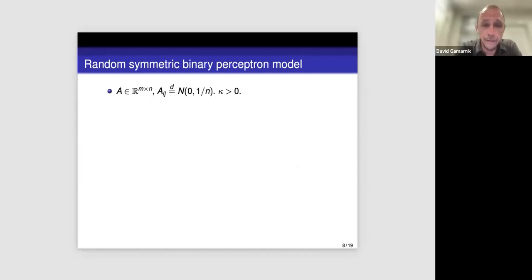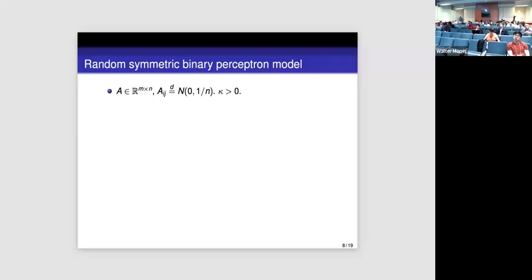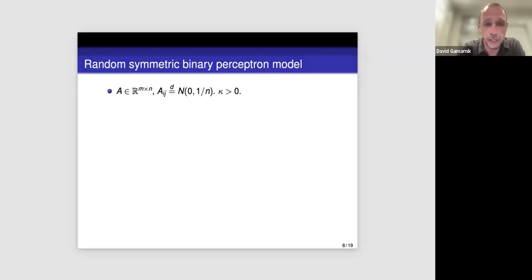So we have m data points. Think of those as rows in the matrix A. So A is the m by n matrix. The m rows of this matrix are the data points.